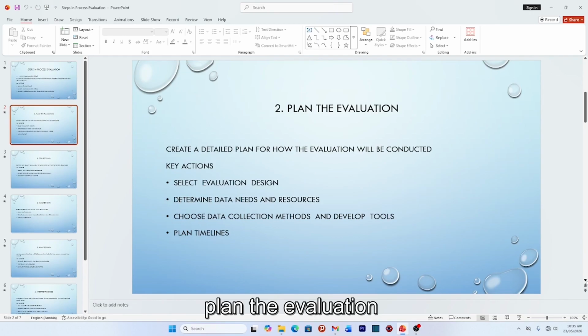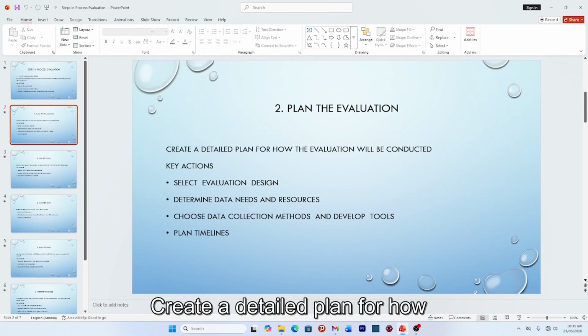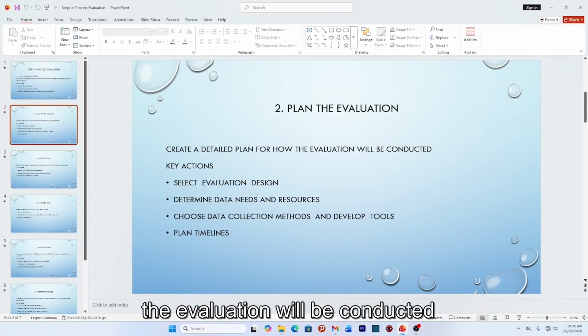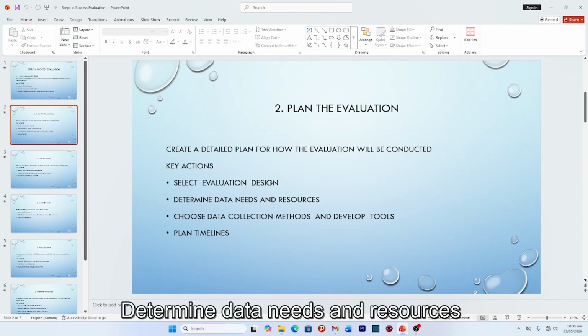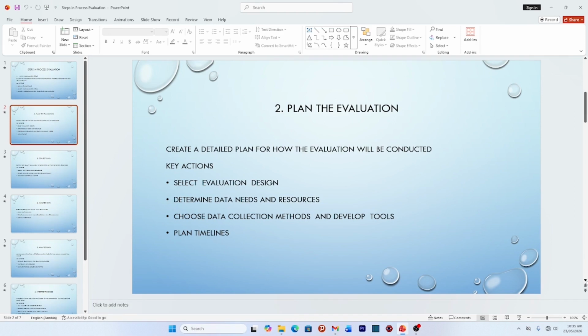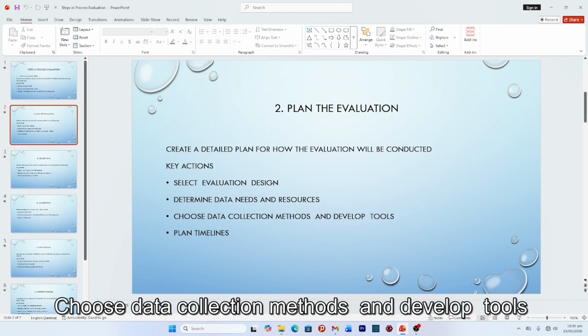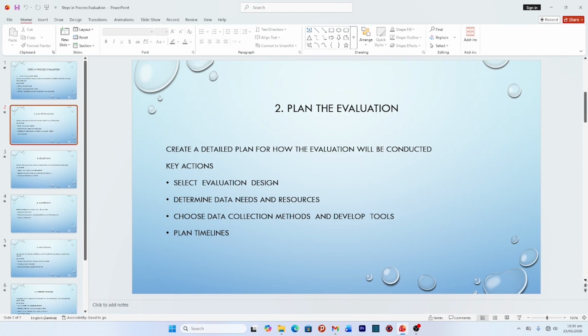The second step is to plan the evaluation. Create a detailed plan for how the evaluation will be conducted. Key actions include: select evaluation design, determine data needs and resources, choose data collection methods and develop tools, and then plan timelines.